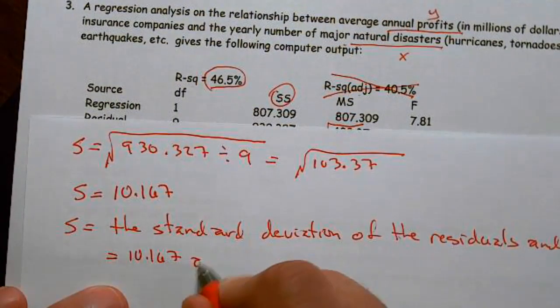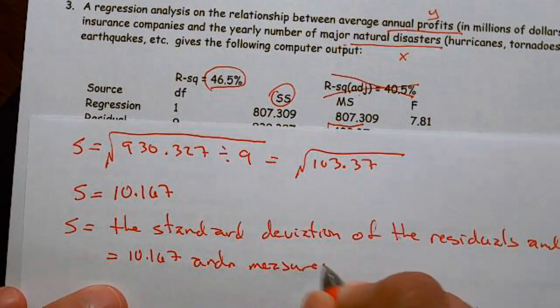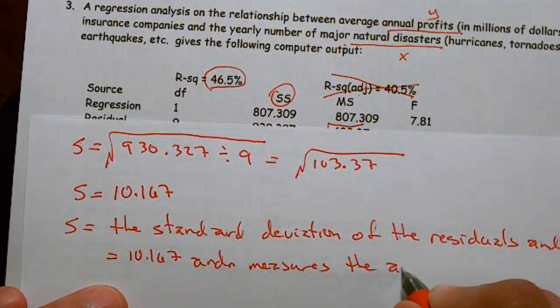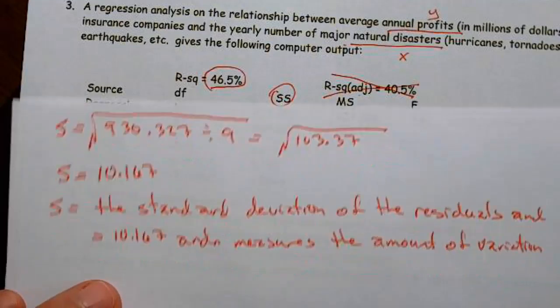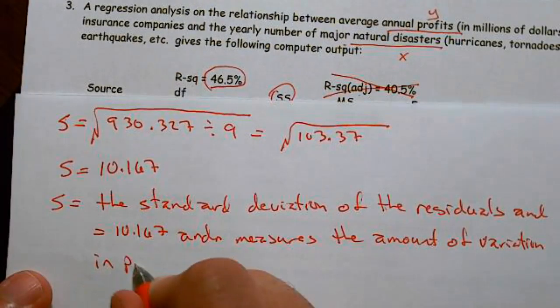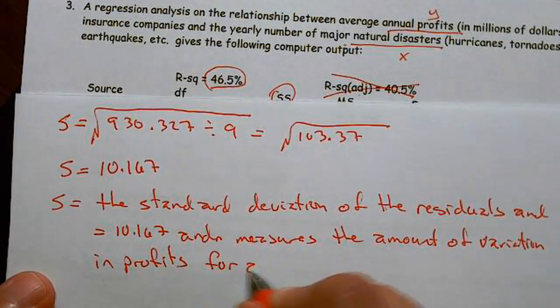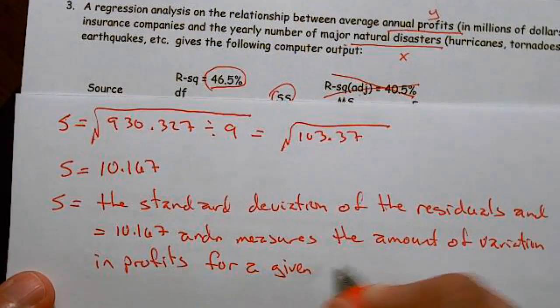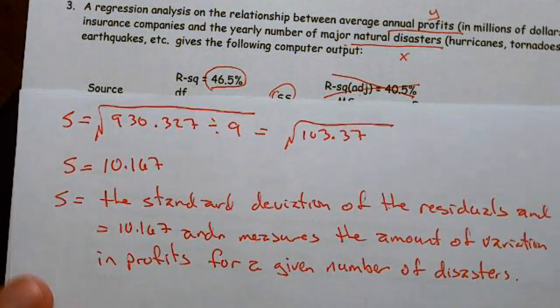And it measures the amount of variation in profits for a given number of X, of disasters. All right.